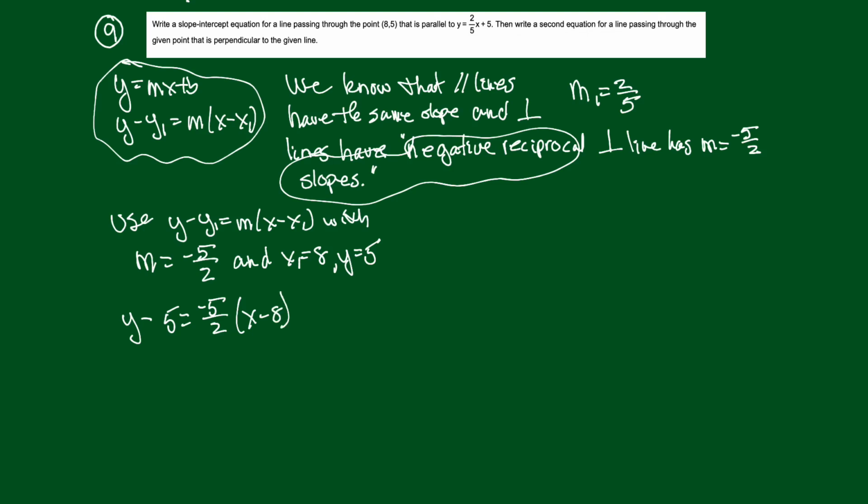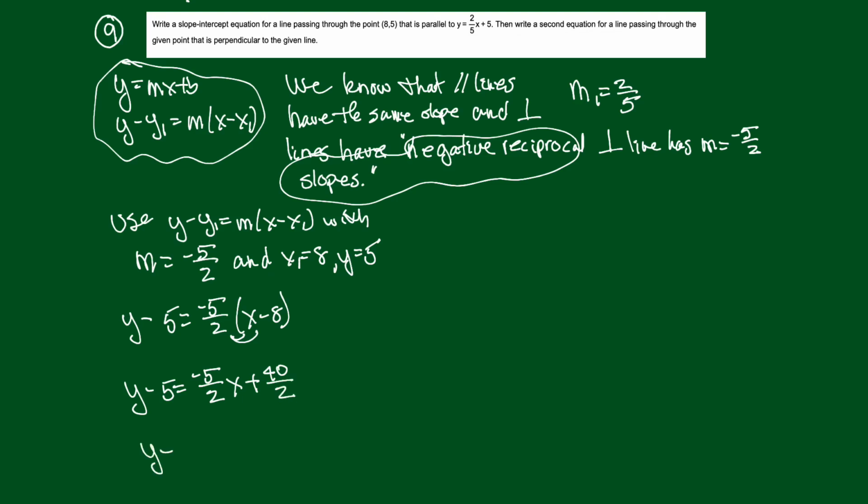All right, let's multiply through. Let's distribute. So we'll get y minus 5 is equal to negative 5 over 2x. Now, negative times negative is positive. Now, you got a whole number here. Just multiply the whole number by the top. So you get 8 times 5 is 40 over 2.